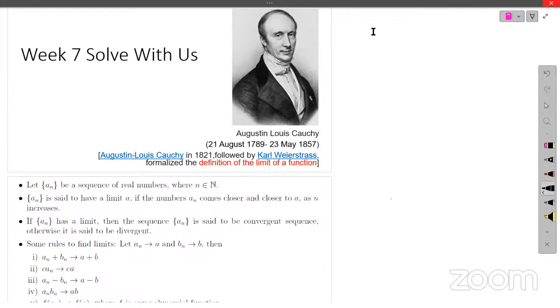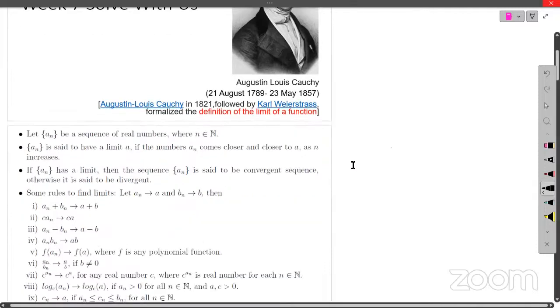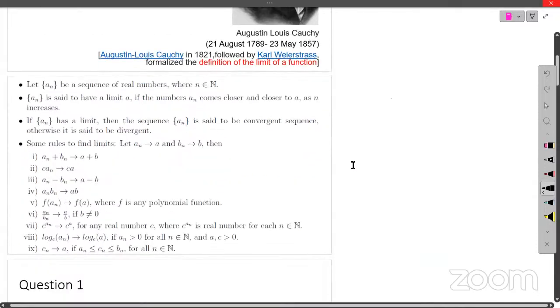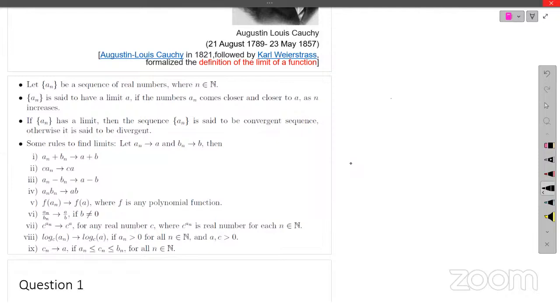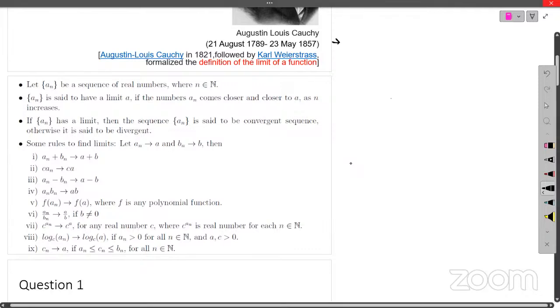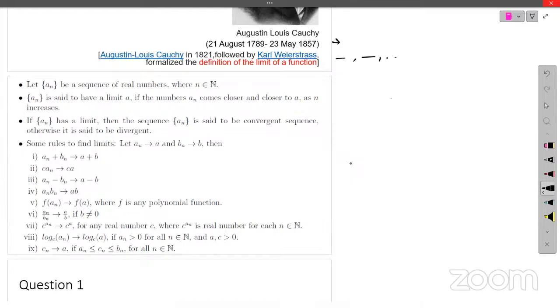Okay, so let's try to solve some questions. But before that, let's recall some of the facts about the limit of a sequence or limit of any function. So let's start with the definition of a sequence. What is a sequence? Informally, it's nothing but a list of numbers. Any list, you can think of as a sequence.